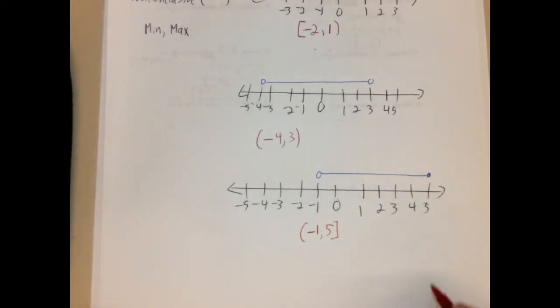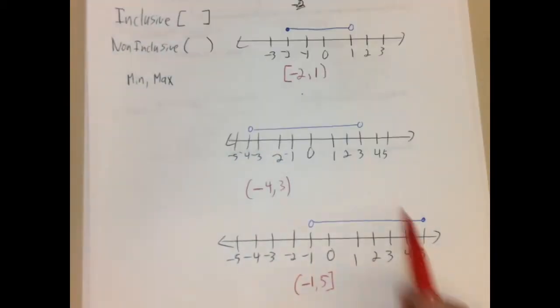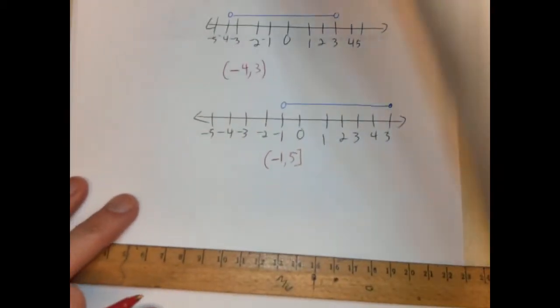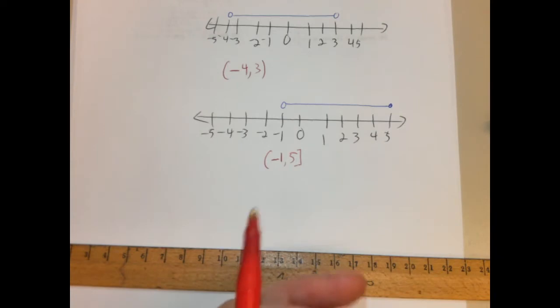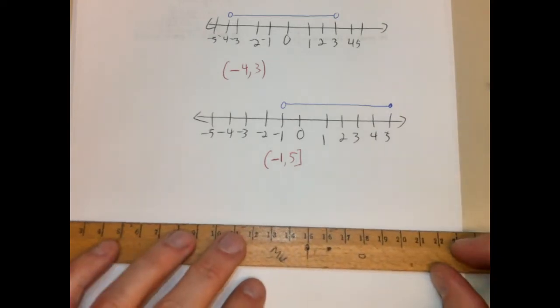Okay? So these three examples are pretty straightforward, right? It should make sense. If you see a closed circle, it's included. If it's an open circle, it is not included. Let's try one where there's only one point, then there's an arrow going the other way. Let's try that out.